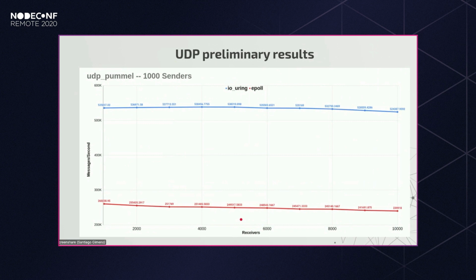Also notice that the epoll implementation doesn't seem to keep up with so much load, as we can see that the performance is worse than we had with 100 senders, while io_uring seems to do just fine. So as I said, even though this is still a work in progress, it looks very promising, and I'm really looking forward to keep working on it and even add support for other handles, such as the streaming ones.